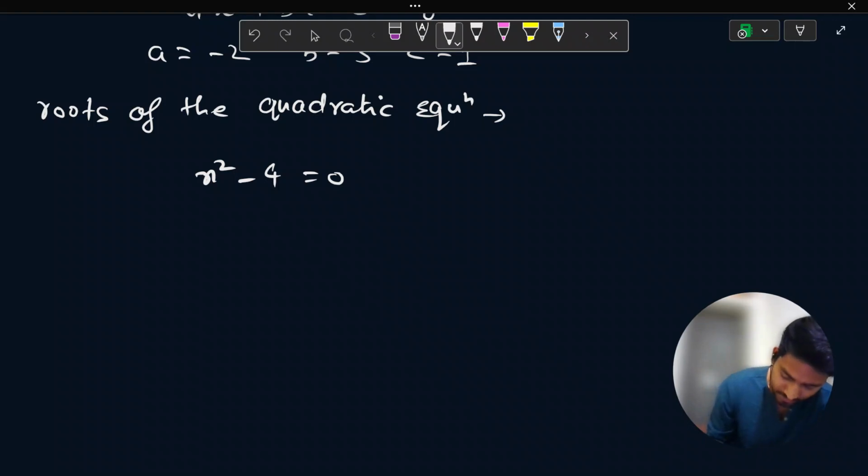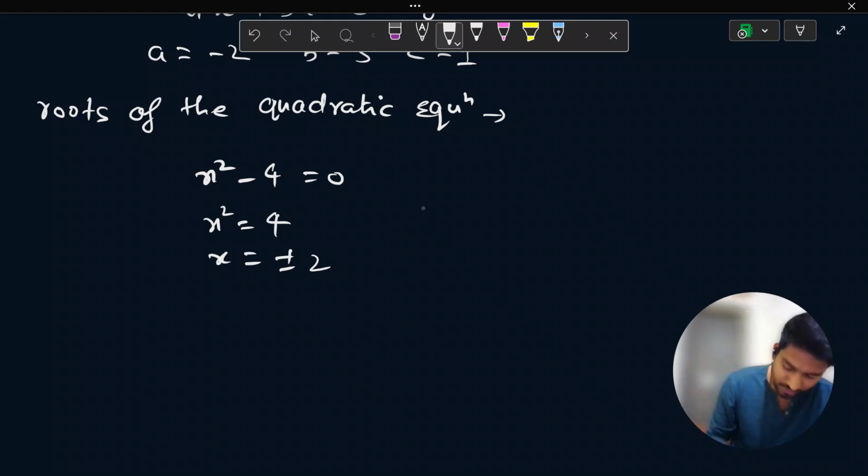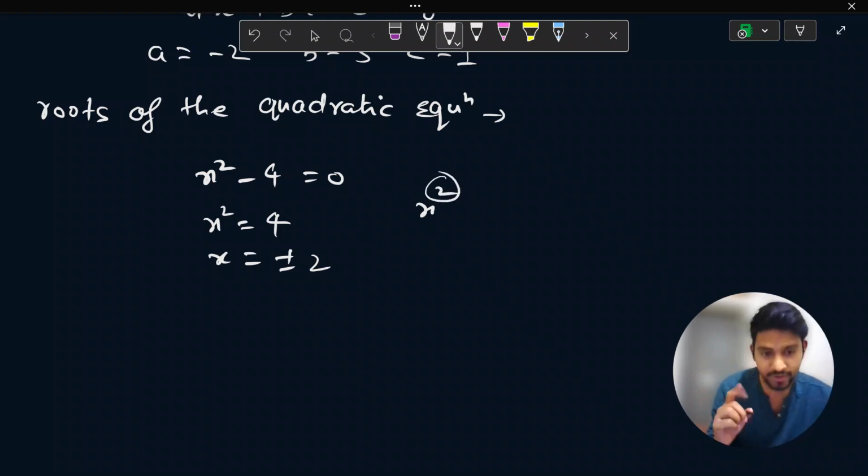Okay, so let's say what is the root of this equation: x square is equal to 4, where x is equal to plus minus 2. Before talking about the root, I would like to tell that the number of roots will be as much as the highest power. So x square, this is the power 2, so we will be having 2 roots. So plus minus 2 is the root of the equation x square minus 4.